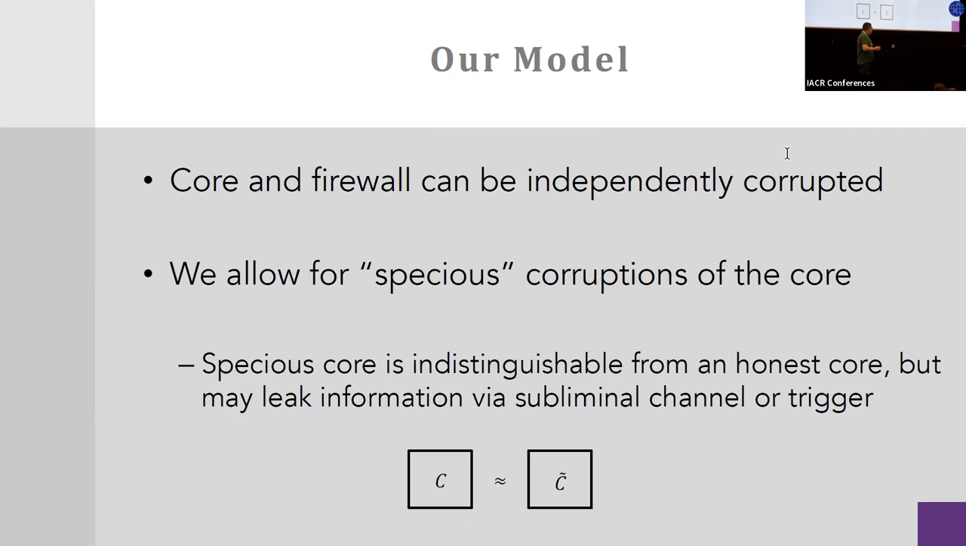Following previous work, the type of corruption that we allow is what we call specious corruption, which is something that looks good on the surface, but is still doing something bad. It's leaking information via some subliminal channel, or has some secret trigger message shared with the adversary that allows it to extract some message. It's not hard to see that for some functionalities, with arbitrary types of corruption we cannot provide security, because a firewall simply cannot sanitize in some cases. So we need to restrict to this type of specious corruption.